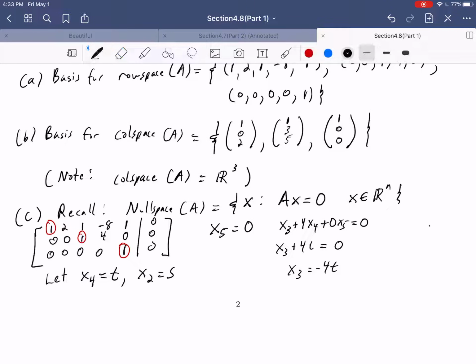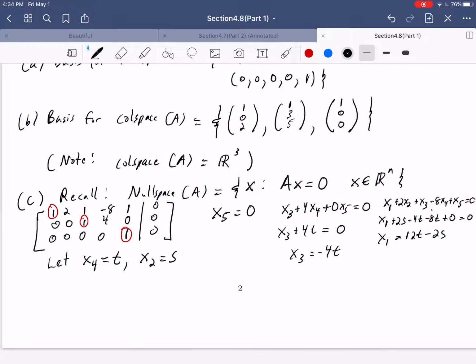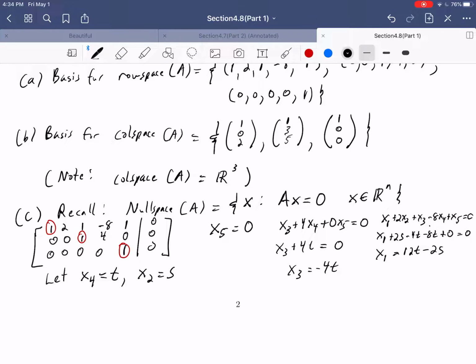Okay. So the last equation tells us x1 plus 2x2 plus x3 minus 8x4 plus x5 has to be 0. So that tells us x1 plus 2s minus 4t minus 8t plus 0 needs to be 0. And that looks like x1 is 12t minus 2s. Okay, so what does that tell us there?